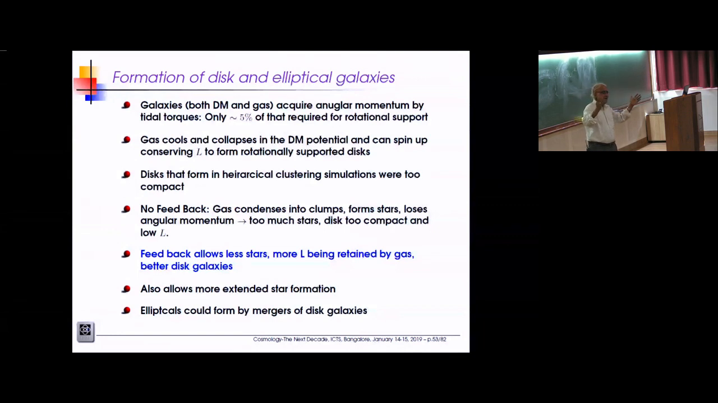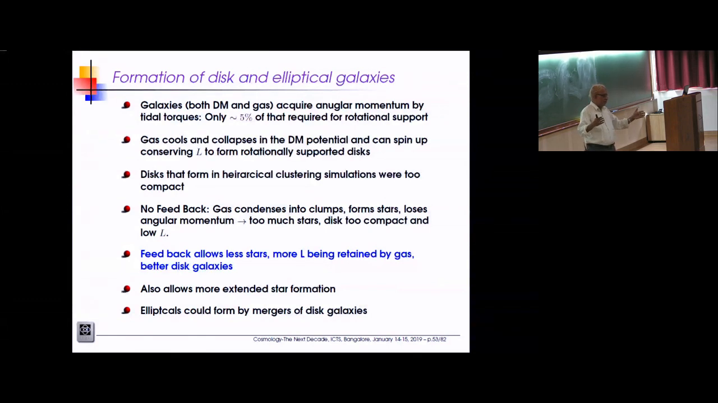So the initial state, let's say, is a very simple state. You have a dark matter halo, let's say, of 100 kiloparsecs. You have gas filling this dark matter halo. The gas manages to cool, and as it cools, it loses pressure support. It falls into the center of this dark matter halo, and as it falls in, if it conserves angular momentum, it will spin up.